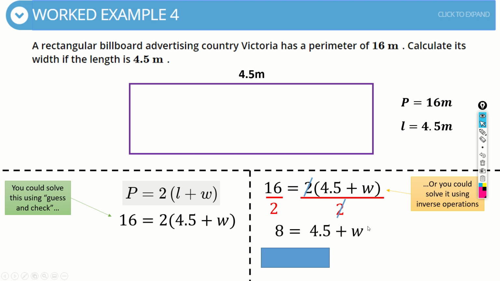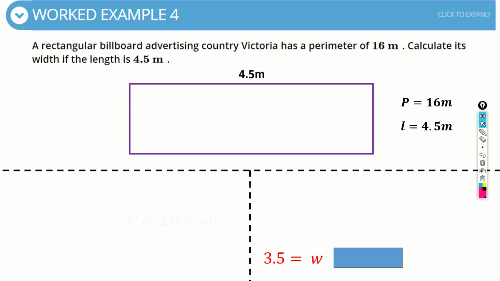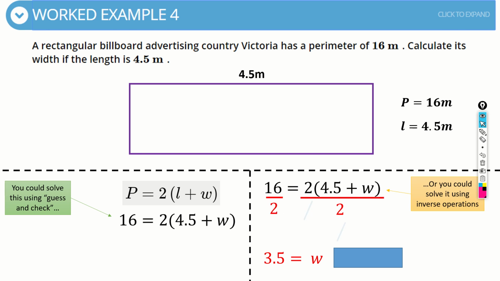So we simplify the equation to that point, all right, which tells us 4.5 plus something equals 8. So if we just subtract 4.5 from both sides of the equation, we'll end up with W equals 3.5. Okay, so that is the width.